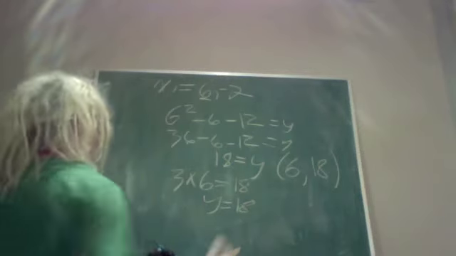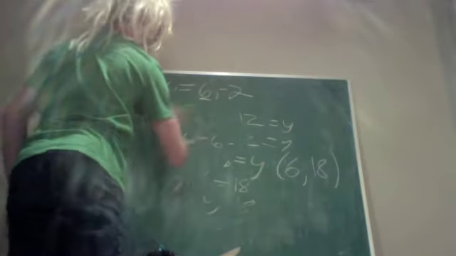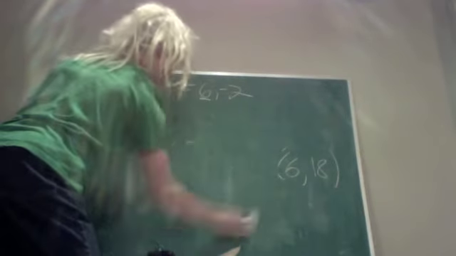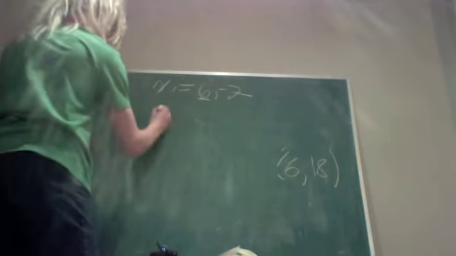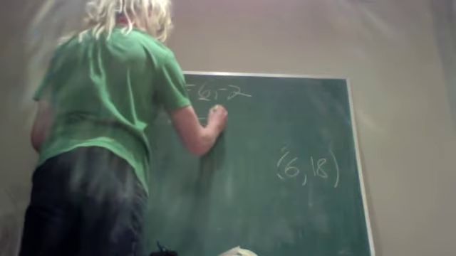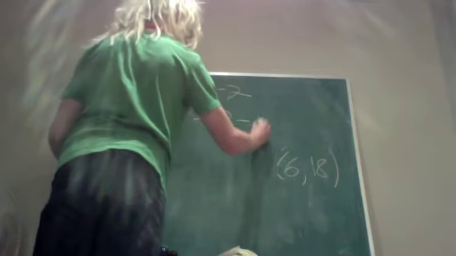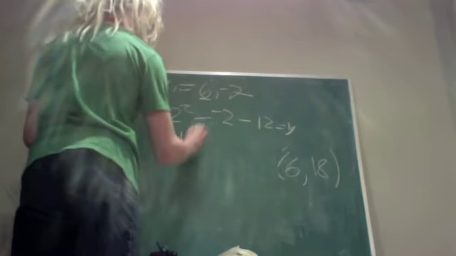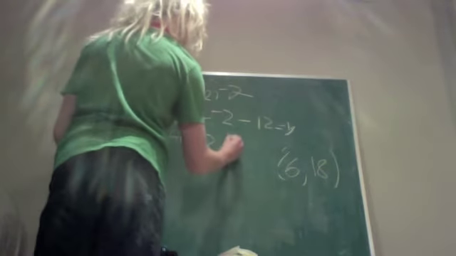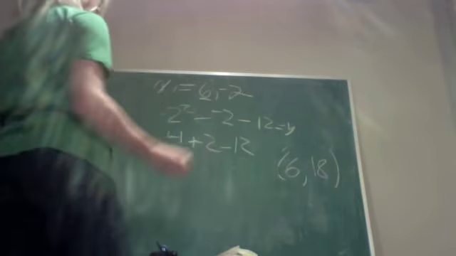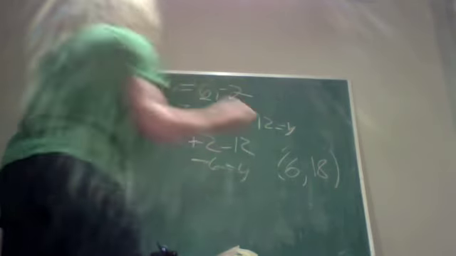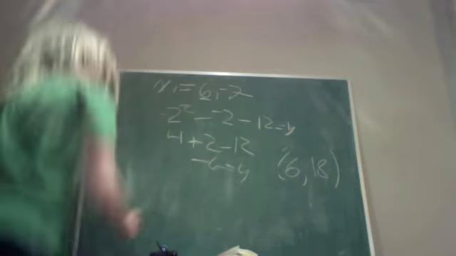Now, let's check the second one, x equals negative 2. Do the exact same thing. Negative 2 squared minus negative 2 minus 12 equals y. And that gives us 4 plus 2 minus 12, which gives us a total of negative 6 equals y. Now we just have to check that with the other equation.